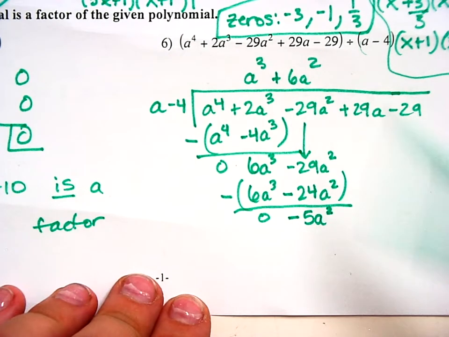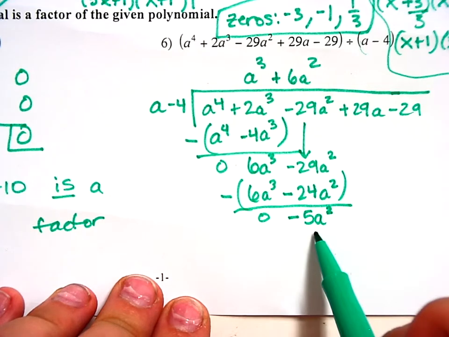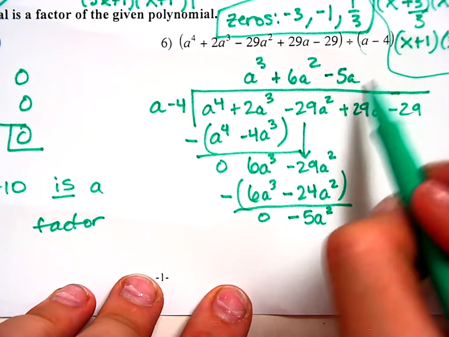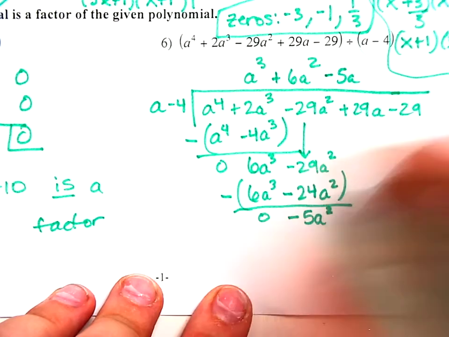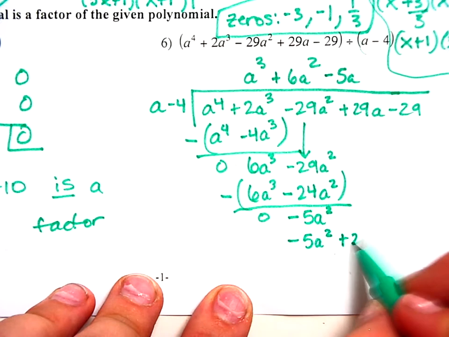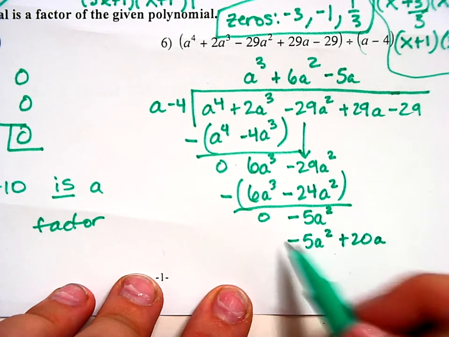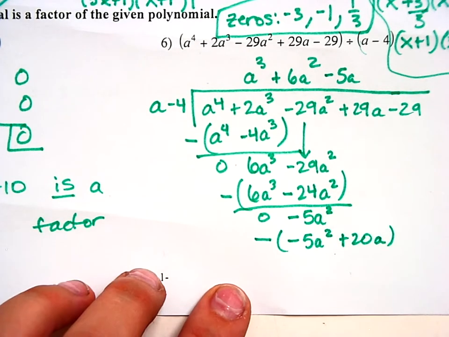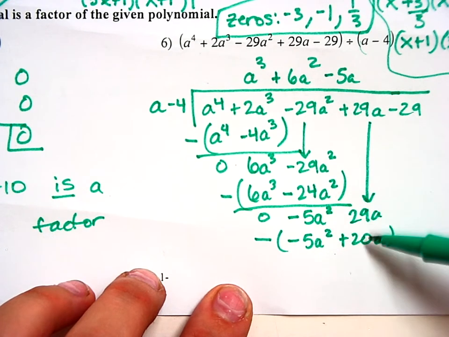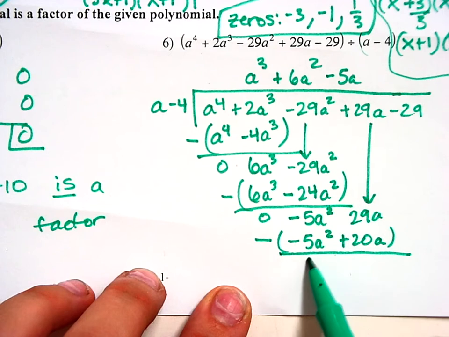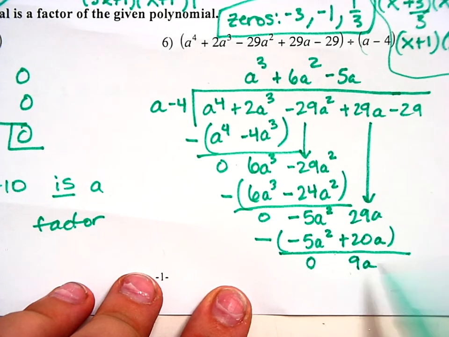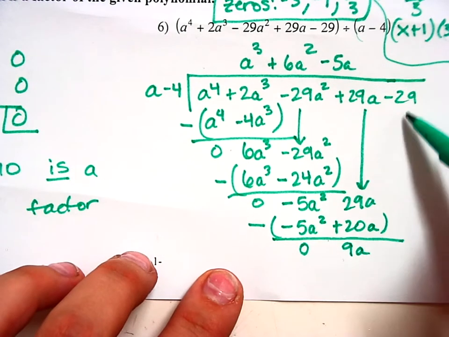Okay, then what does a multiply by to get to negative 5a squared? That's a negative 5a. Take this term and multiply by each. So that's going to give me negative 5a squared, and it's going to give me positive 20a. Don't forget, you are subtracting. This 29a needs to be here so that I can combine terms. Okay, so this is going to give me 0, and this, when I subtract, it's going to give me 9a. We're almost done here. Bring down your negative 29.